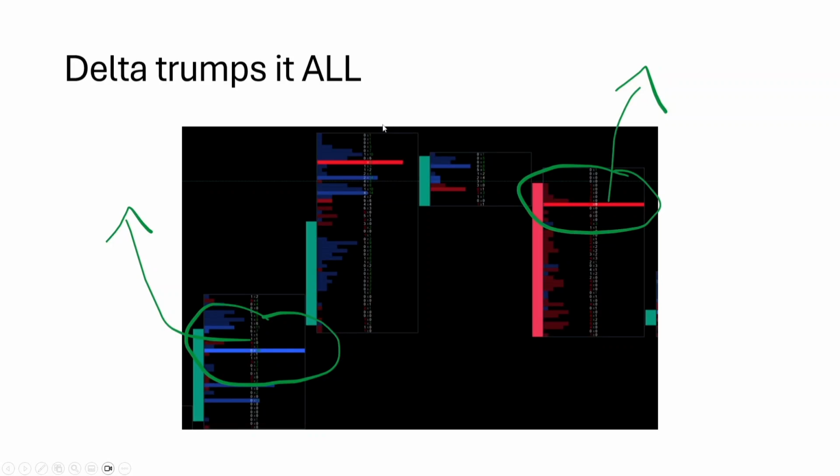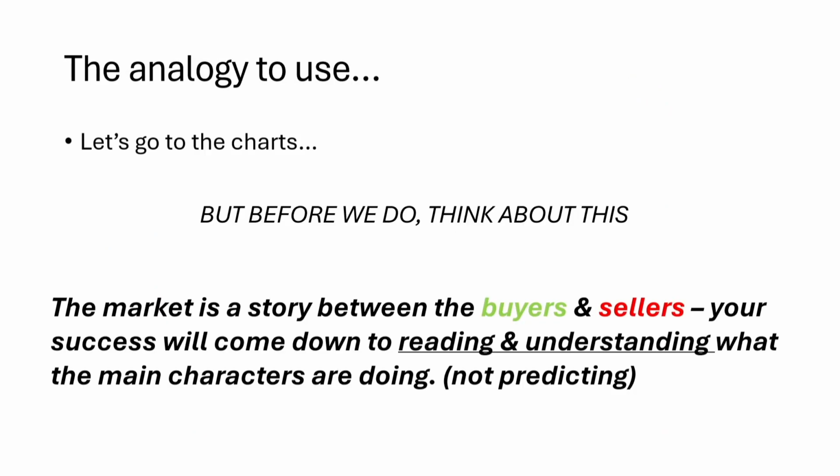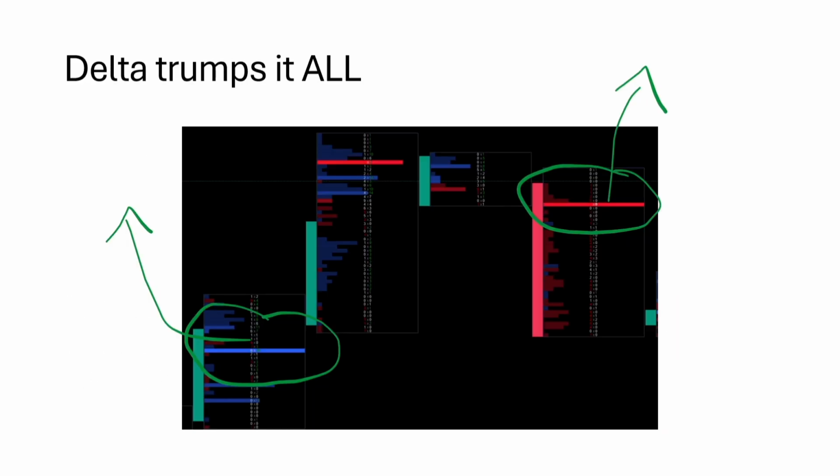You do not need to know exactly where to use footprint charts or the system behind it, right? If you have a system that works and it's a valid system, then feel free to just use the footprint charts along with whatever system you're using. But if you don't, or if you don't understand footprint charts, we're going to go through it. So the delta trumps everything.